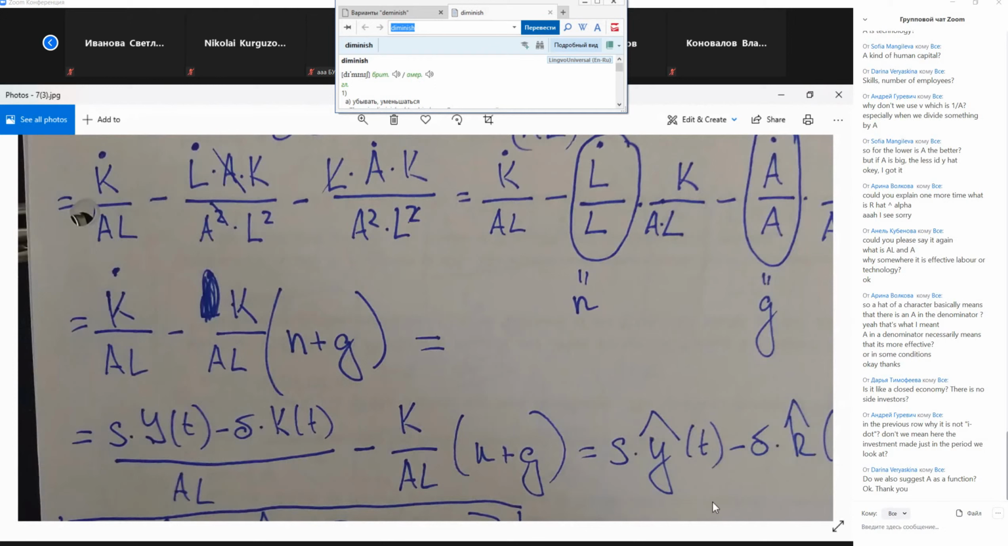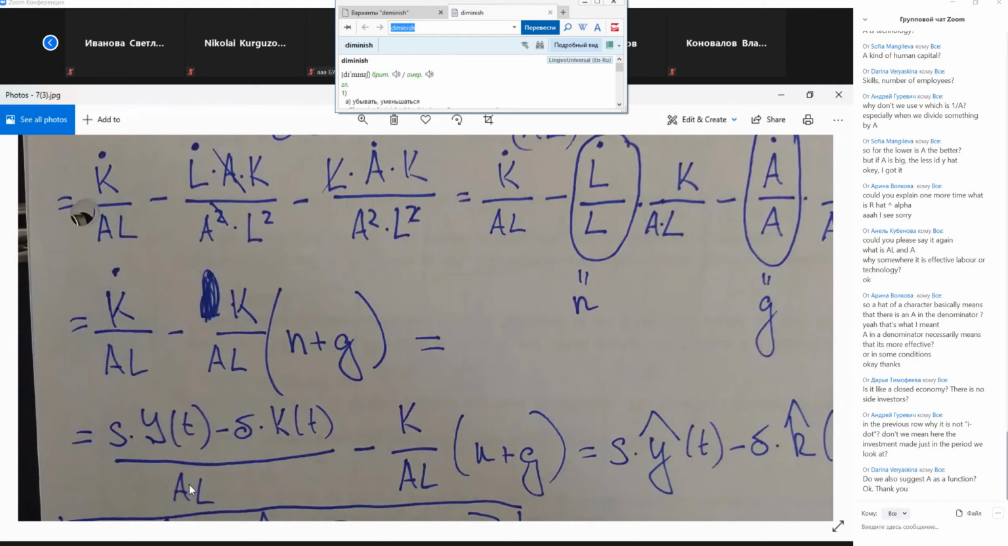Put it here and see what happens. So we look at this fraction and say, oh, this is a big Y divided by L. This is our Y hat. A divided by AL is our little k hat.